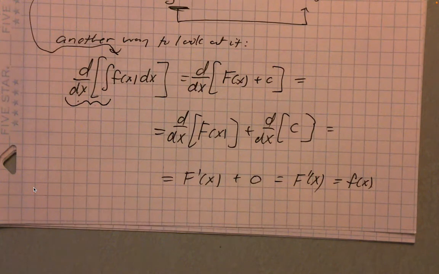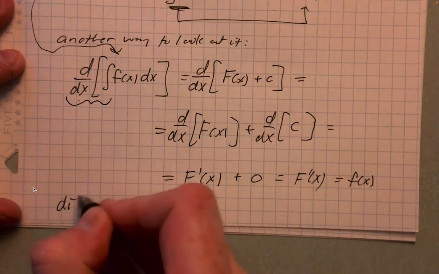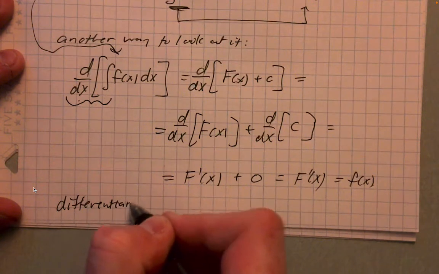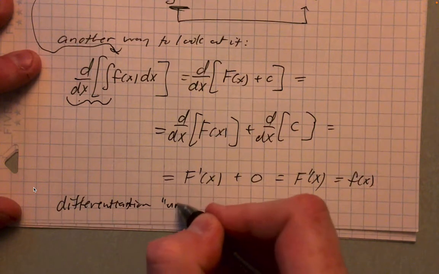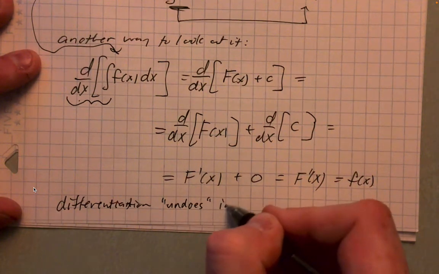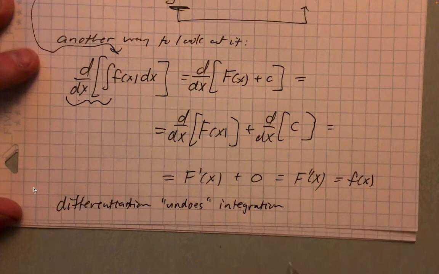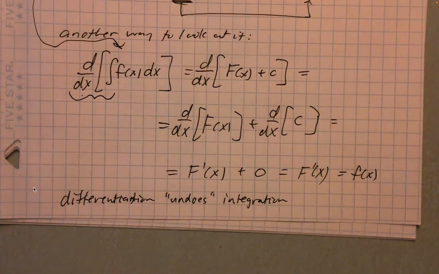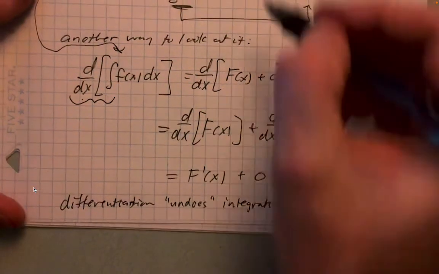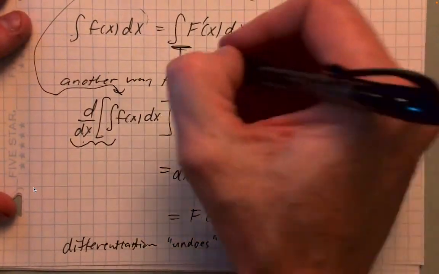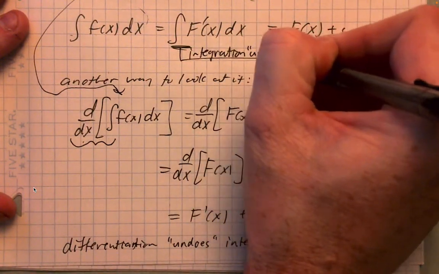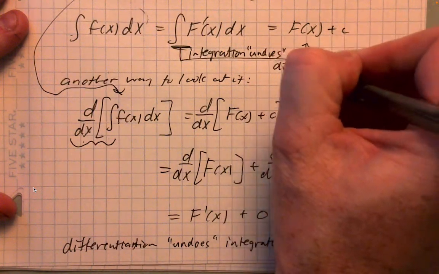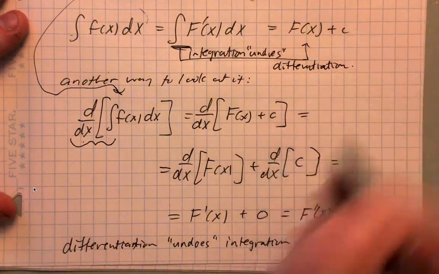And so this is another way to see how differentiation undoes integration. Differentiation undoes integration. Okay. And the same thing can be said of, well, sort of the reverse could be said here. Integration undoes differentiation. Okay.